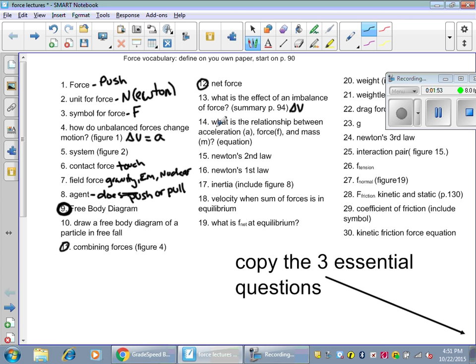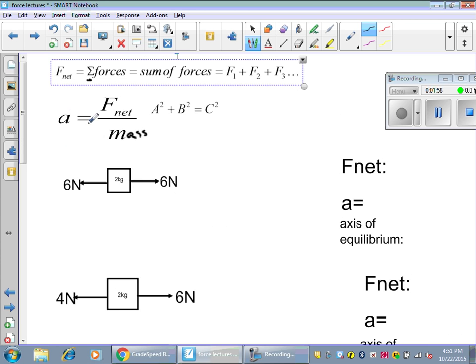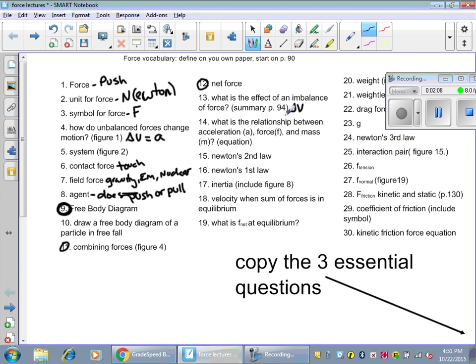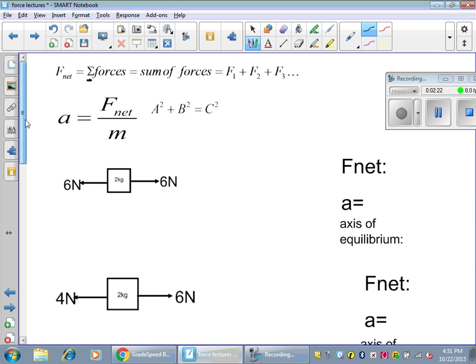What is the relationship between acceleration, force, and mass? So A, F, and M. This is the relationship between A, F, and M. Okay, this is also called Newton's second law. Newton's second law and this equation are the exact same thing. Okay, this is acceleration is created by a force divided by a mass or opposed by a mass. Okay, so you need to know this. Now let's go ahead and take a look at how to work these out.